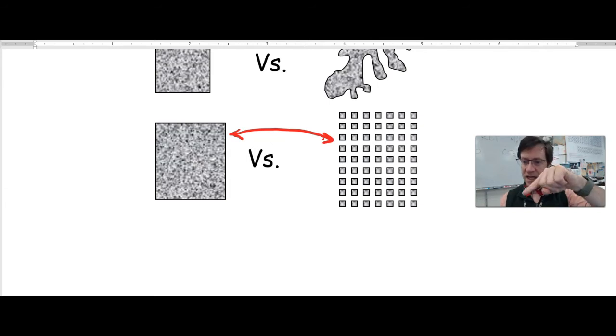One, you can have a squiggly surface, or you can grind it up into small pieces, or you can put it into a powder. Like powdered iron is actually kind of explosive. It's a little bit dangerous.